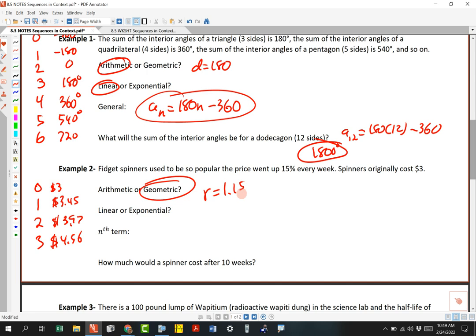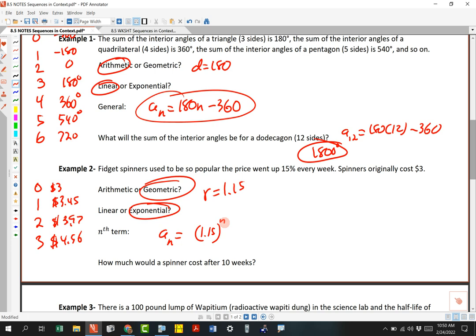So, Allie, linear or exponential here? Exponential. Exponential is always going to go along with geometric. Nth term formula. So we're going to need to write a sub n. Remember, we've always got that ratio in there. So what's the ratio here, Damien? What's the ratio? 1.15. Yep, 1.15. Raise that to the n.